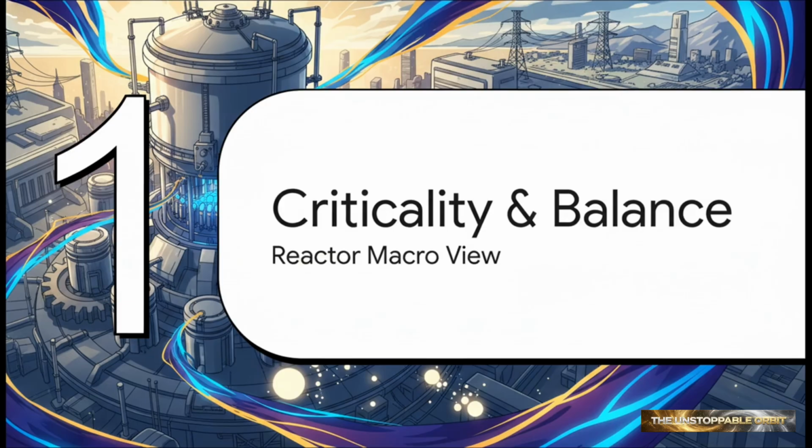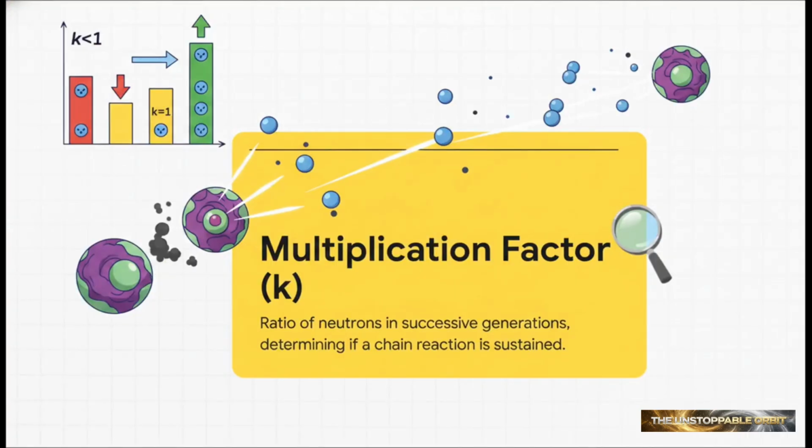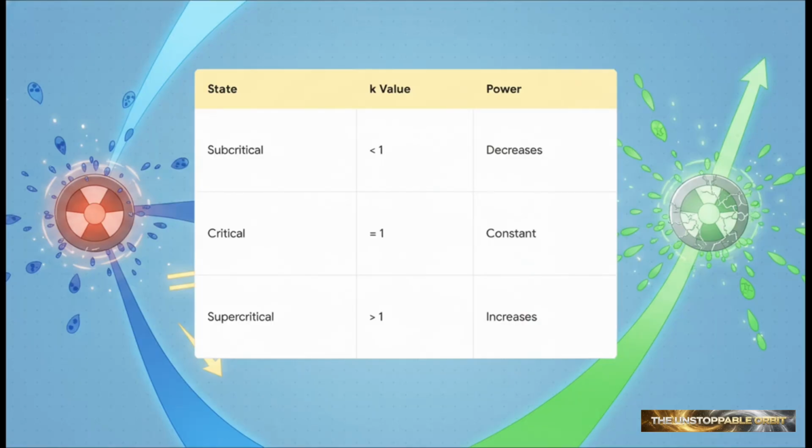Okay, Section 1, Criticality and Neutron Balance. Before we zoom all the way in to track a single particle, we really need to understand the ultimate goal of the entire system. And the absolute most crucial concept here is understanding K, the effective multiplication factor. You can think of K as the ratio of the number of neutrons in one generation compared to the generation right before it. Imagine a chain reaction, where the active fission is the event that separates those generations. This one single number tells us everything. It determines if our overall neutron population is growing, shrinking, or staying perfectly balanced. Because of that, K literally dictates the state of our entire reactor.